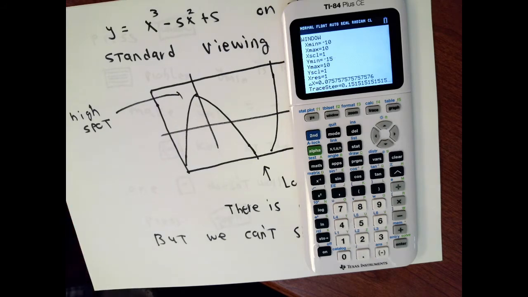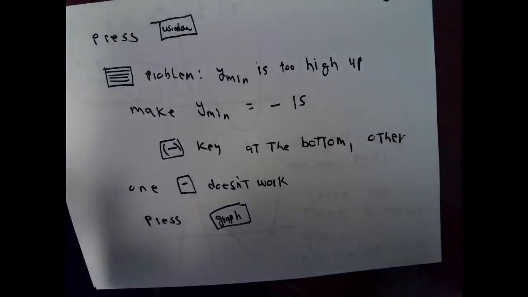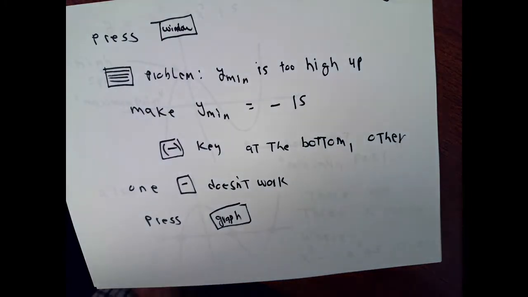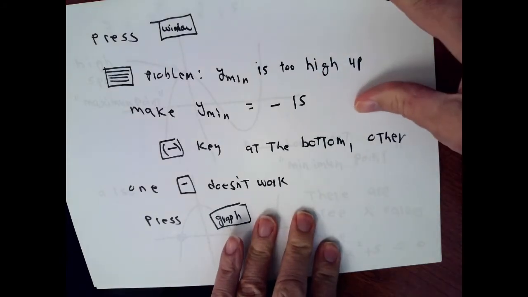If I want to draw the graph using these numbers that I just put in, I just press the graph button. And you can see that there's more negative y than there used to. And now I can see the low spot on the graph as well. So sometimes you'll have to adjust the window a little bit by hand like this so that you can see the parts that are interesting to you. So this is how we found that low spot, how we displayed it on our picture.